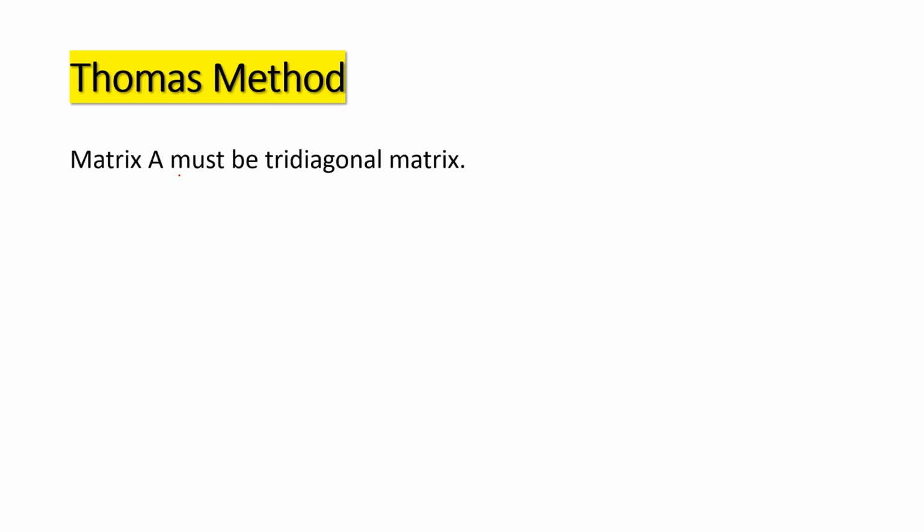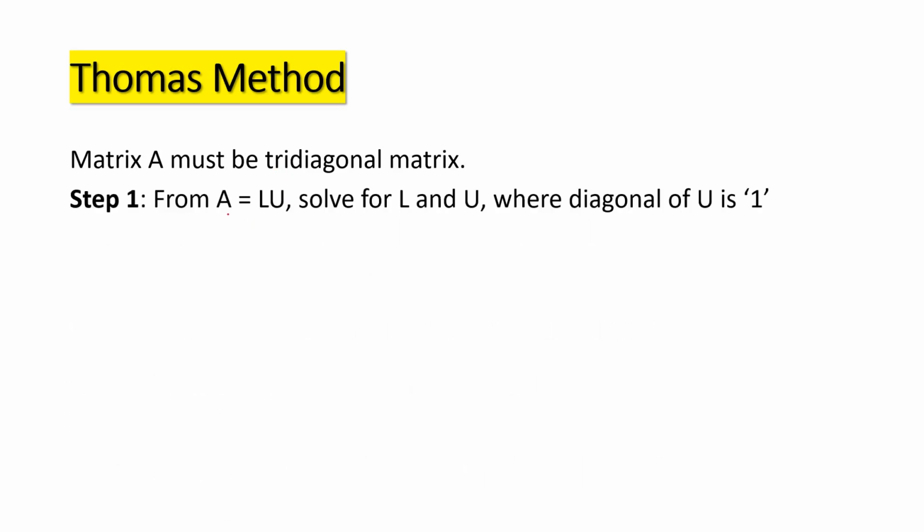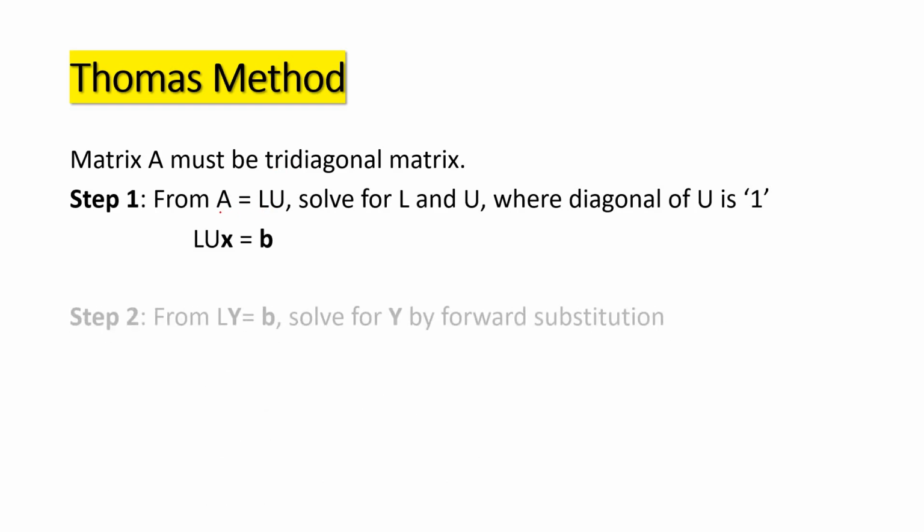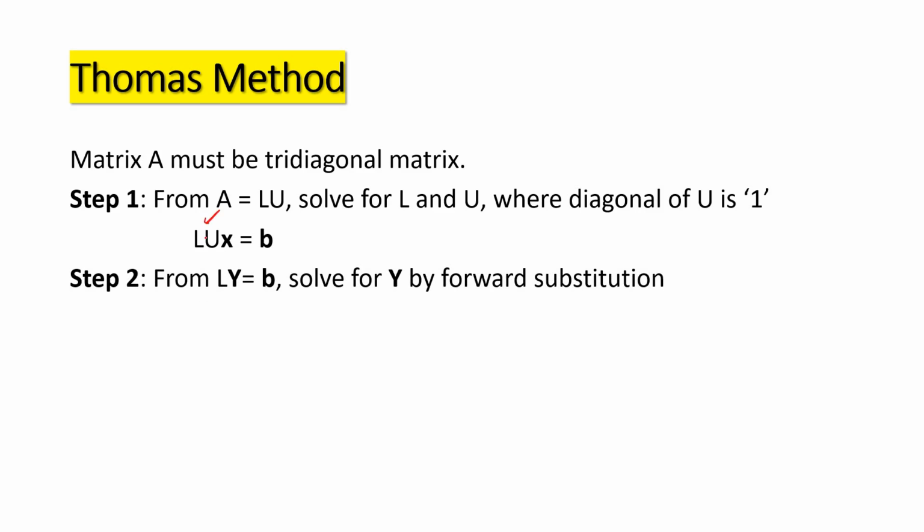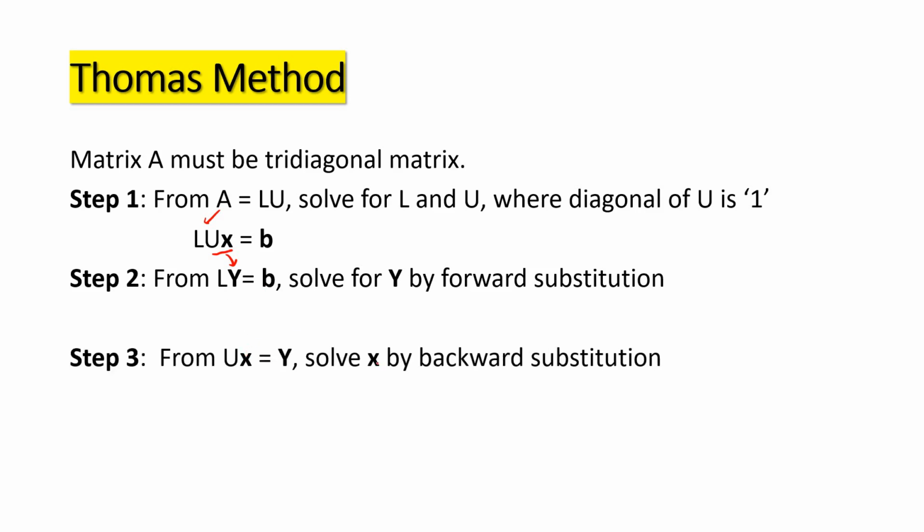So to use Thomas method, make sure A is tridiagonal, or initially it may not be tridiagonal, you may arrange it to become a tridiagonal matrix. Then step 1, from A equal to LU, solve for L and U, and then LUX equal to B, where UX equal to Y, hence LY equal to B, solve for Y by forward substitution, then from UX equal to Y, solve X by backward substitution.